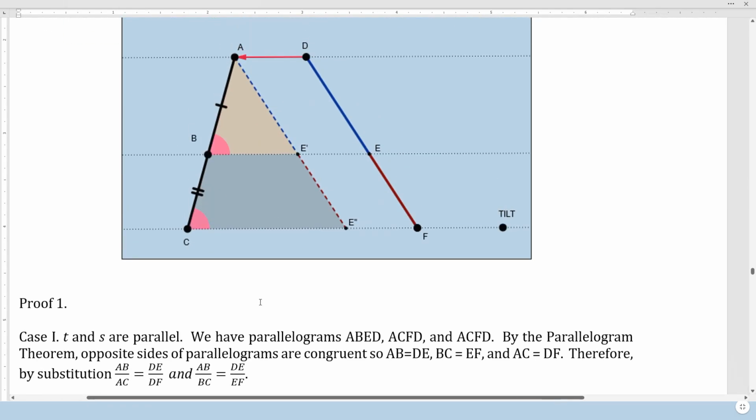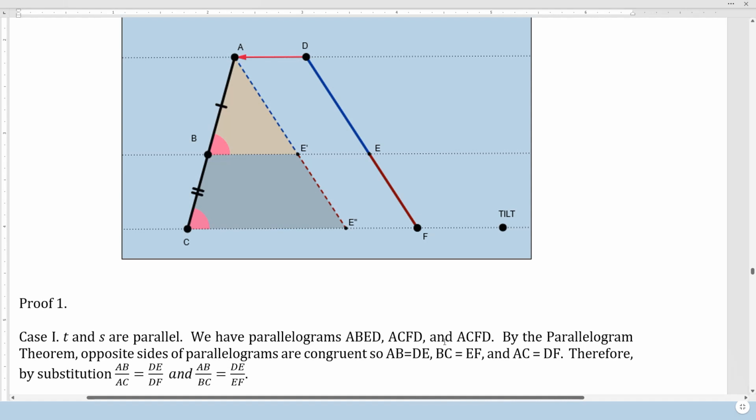Case 1, S and T are parallel. Then we're going to have parallelograms. This little shape right here would not be like it looks here, but would actually be a parallelogram. I showed you that just a minute ago. AB, ED, which means opposite sides would be congruent there and there. AB would be equal to DE. And then ACFD would be a parallelogram too. And if that's the case, AC would be congruent to DF. Let's see, ACFD.